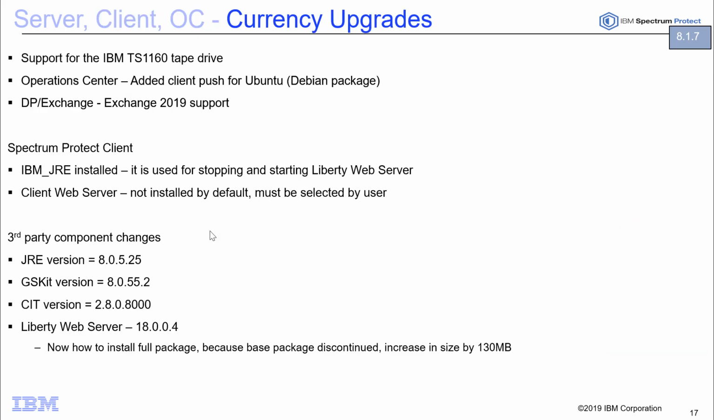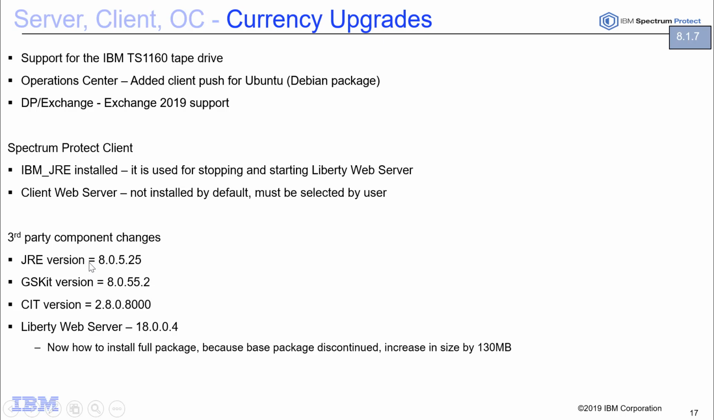Some of the currency upgrades for the servers and clients: we now support IBM TS1160 tape drives. The Operations Center has added client update push for the Ubuntu Debian package. And Spectrum Protect for Exchange now supports Exchange 2019. For the Spectrum Protect client, we are using the IBM_JRE, and that's used for starting and stopping the Liberty web server that's used for that Spectrum Protect client. The client web server is not installed by default, so if you do want to install that, it has to be selected by the user during the install.